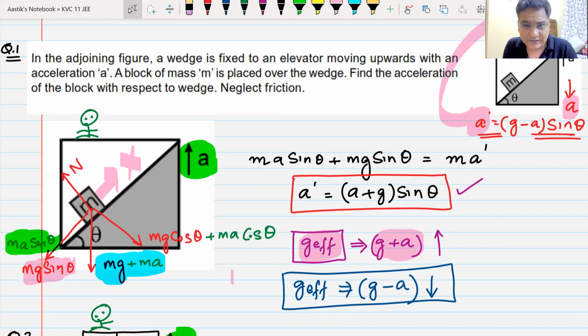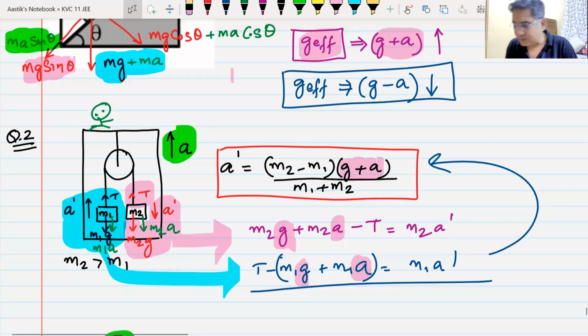The only thing that happens is once we are applying pseudo force and making the equation from the accelerated frame, we will always get the answer from the accelerated frame of reference, not from the ground. Do we understand this? Yes or no? Does anyone have any doubts on this? Well, then we can move on to the next topic.